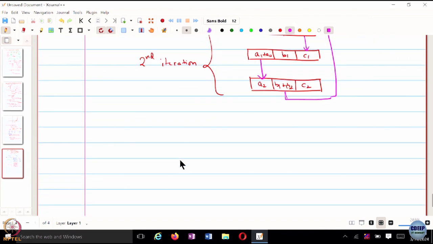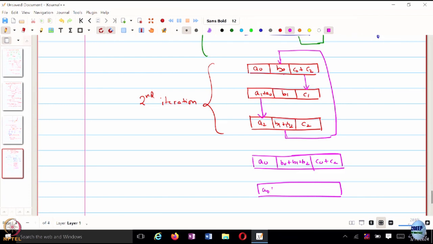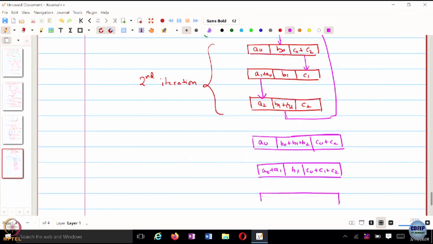But what happens after the second iteration is, let's see what are the entries that we have. We have A0 here, we have B0 plus B1 plus B2, and we have C0 plus C2. Similarly, we have A0 plus A1, B1, then you have C0 plus C1 plus C2, and in the final iteration, we have A0 plus A1 plus A2 for the final agent, B1 plus B2 and C2.